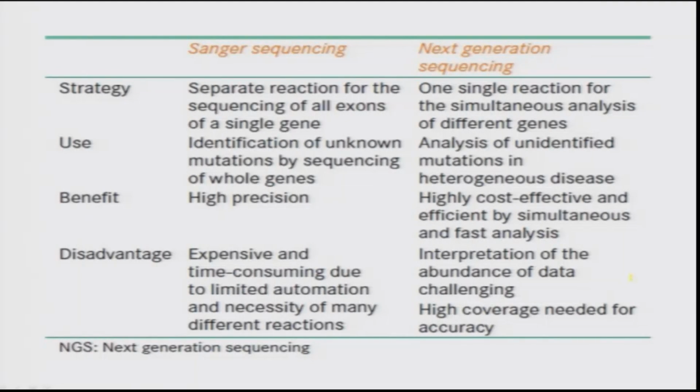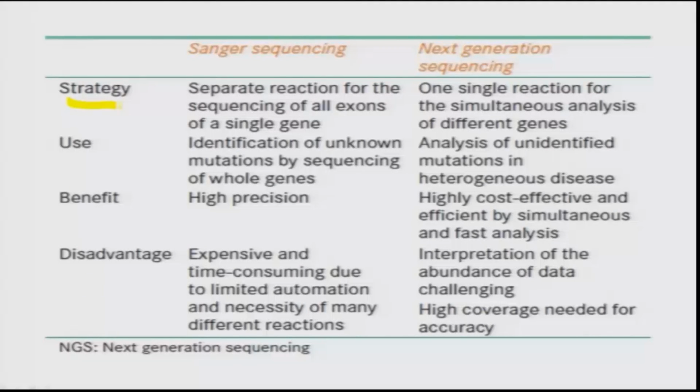Let's see what the difference is between the Sanger sequencing that we discussed and the next generation sequencing. The first thing is the strategy. In Sanger sequencing, you have a separate reaction for sequencing all exons of a single gene. For example, individual exons should be taken out and put in a tube to sequence a small segment of the genome. In next generation sequencing, there is one reaction for the entire genome, and as many segments as needed can be sequenced. That's the huge difference. You don't do independent reactions.